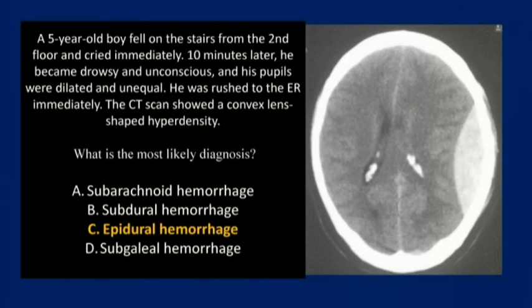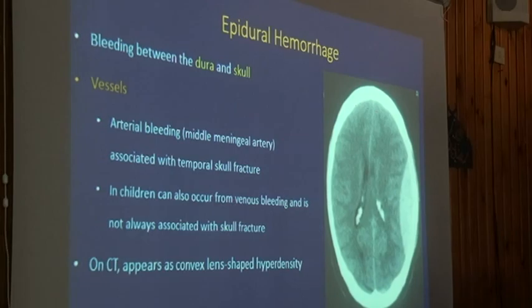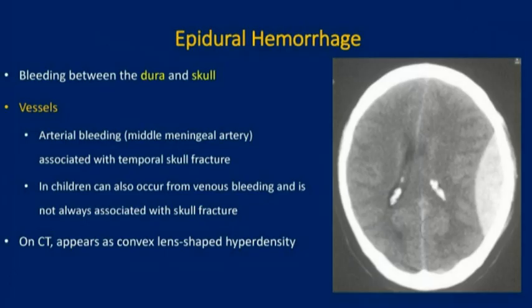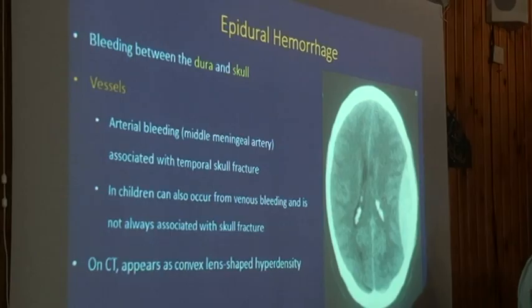So epidural hemorrhage is an emergency. Once they are admitted, you have to consult a neurosurgeon, and it will give you the lens shape on the CT scan. And the CT scan is without contrast, okay? No contrast.